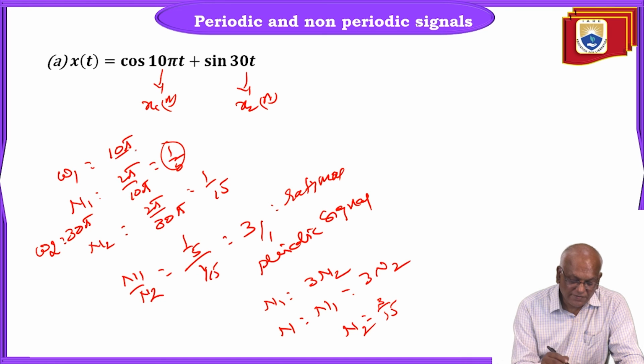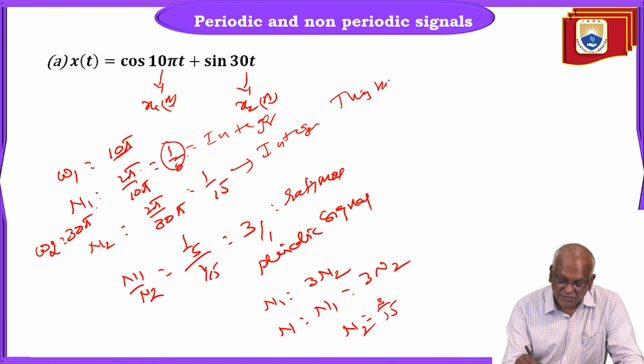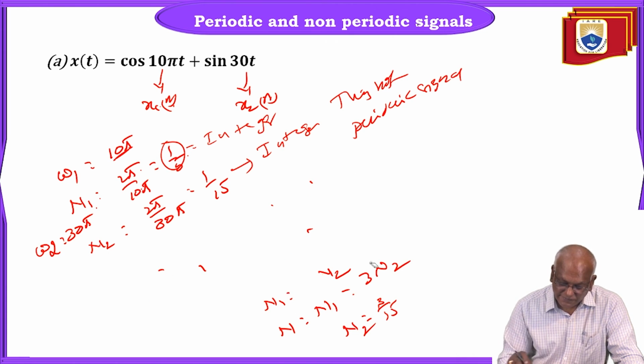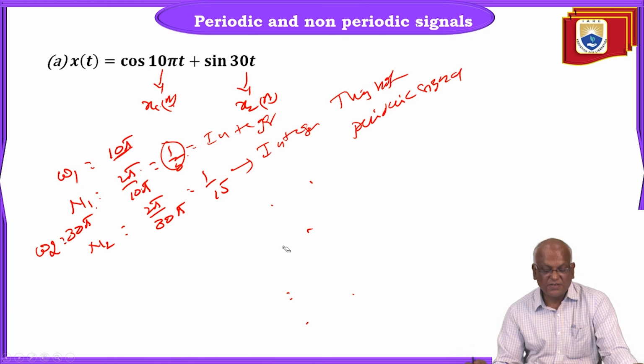See, this is omega 10 pi. For this signal, cos 10 pi t is x1 n and sin 35 is x2 n. Omega 1 is 10 pi, N1 is 2 pi by 10 pi, which is 1 by 5. It is not an integer number. Also omega 2 is 30 pi, N2 equal to 2 pi by 30 pi, 1 by 15. It is also not an integer number. So this is not a periodic signal. Both are not periodic signals. The combined signal is also not a periodic signal.